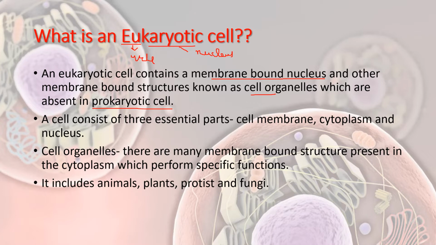prokaryotic cell. Basically, a cell consists of three essential parts. What are these? These are cell membrane, cytoplasm, and nucleus. If we draw a structure of a cell, you can see this is the outermost covering, which is the cell membrane or plasma membrane. Inside this, there is a semi-liquid or colorless substance, which is known as cytoplasm, where all the cell organelles are embedded, and inside which there is a nucleus, which is spherical in shape and contains genetic material DNA.